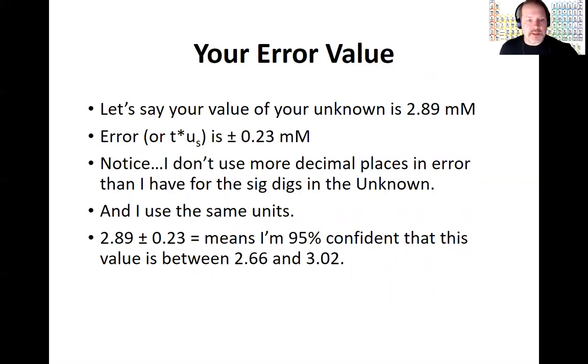And so I would think about the value that I've got now as not just an average, not just one value, but actually a range of values that I have confidence it's somewhere between. So that means 2.89 plus or minus 0.23 could be somewhere between 2.66 and 3.02.